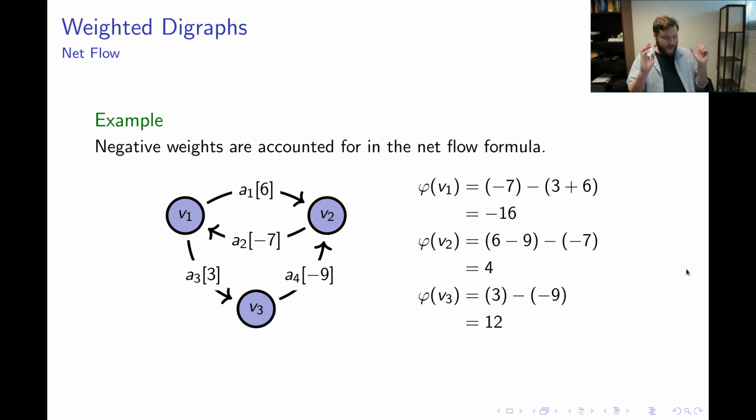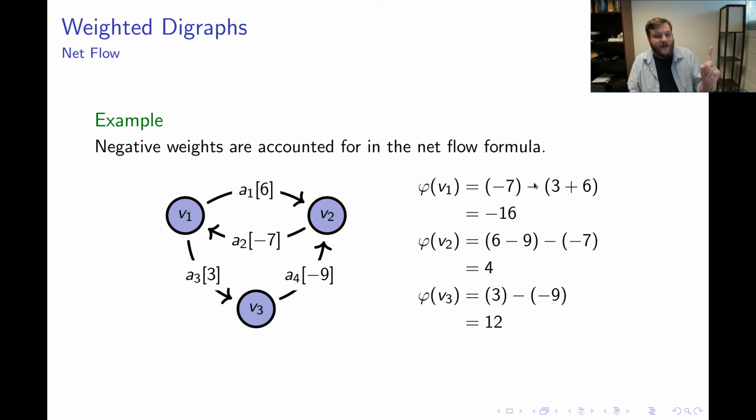Now, remember, there's nothing wrong with negative weights. Everything that we've said so far is perfectly compatible with the theory of negative weights. Here's just an abstract example proving the point. In this example, I have 3 nodes and 4 arrows carrying weights. Let's say, for example, I wanted to calculate the net flow through the first node. There's only one arrow pointing at the first node. That's A2, carrying a weight of negative 7. So I start with negative 7.